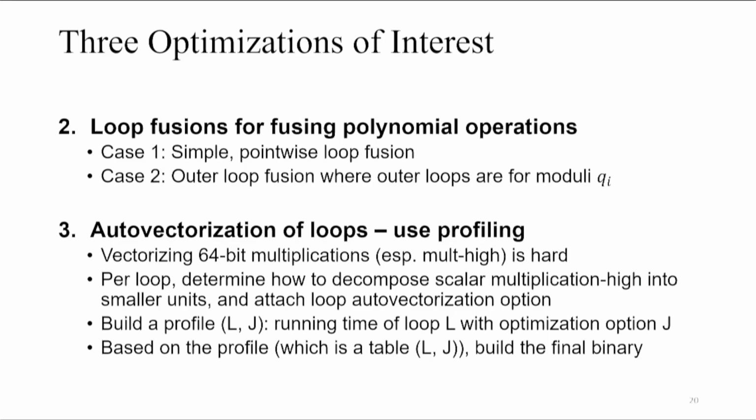For each loop, we try to optimize the loop using some policy, and then we measure the performance of the loop after applying the optimization. Then we can build a profile that is basically a two-dimensional table that describes for each loop what the performance is after applying this optimization. Then finally, by combining the results, we can make the optimal choice.